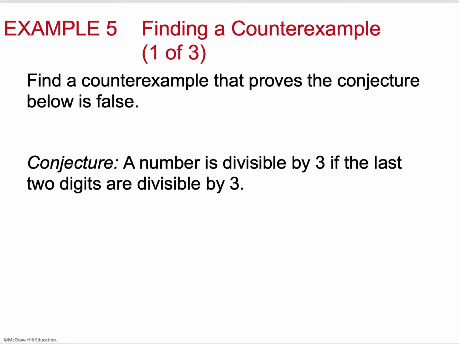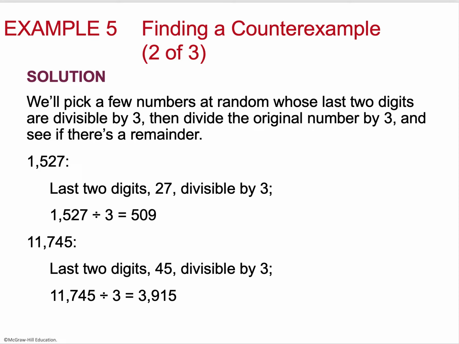So if I want to find a counterexample that proves the conjecture that a number is divisible by 3 if the last 2 digits are divisible by 3, if I want to prove that as false, I have to think of a counterexample where the last 2 digits are not divisible by 3. So the way I did this was 7 is not divisible by 3, and neither is 2. And so I had 27. It is divisible by 3 as a whole number, 27. And so I do get 509.